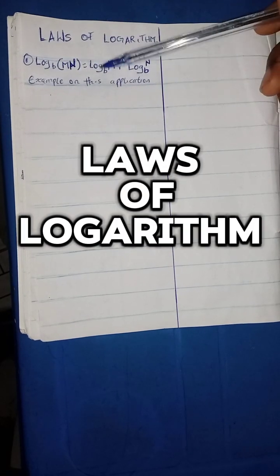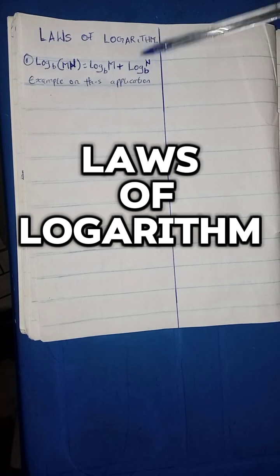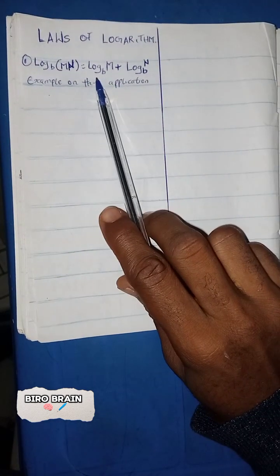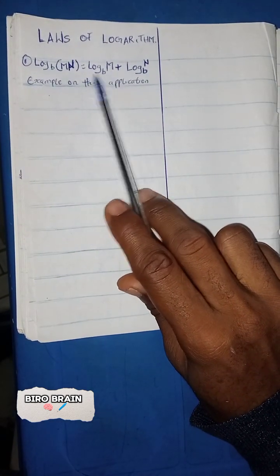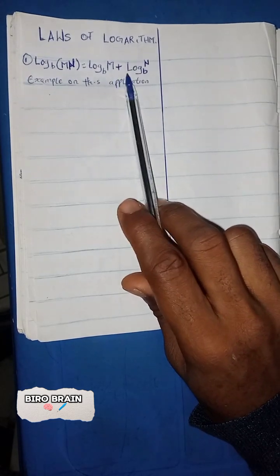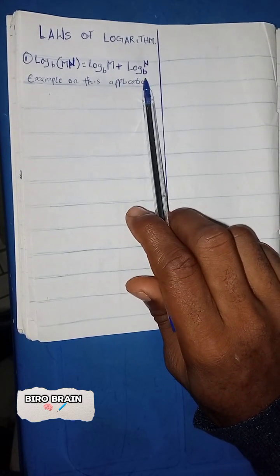Okay, so today we're going to be learning the laws of logarithm. When you have logarithm to the base b and you have two numbers multiplying each other, it means you add them together. You can see over here we have log m to the base b plus log n to the base b.